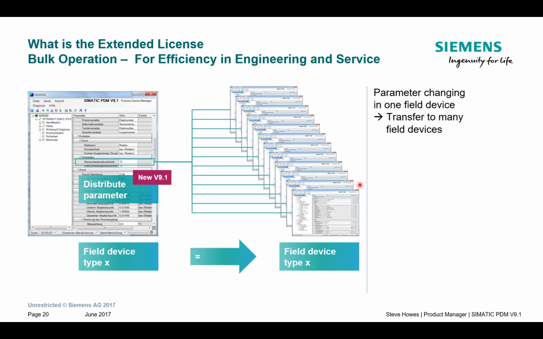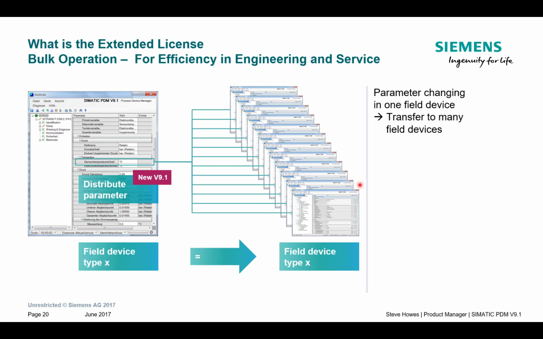A real powerful tool of the extended license is bulk transfer. So if you have a tank farm and you've got a volume curve and you've got 10 identical tanks, you've proven the volume curve on the first tank. It may have 32 breakpoints, it may have 10, it may have 20. That's quite a lengthy exercise to put that into the other 9 level devices.